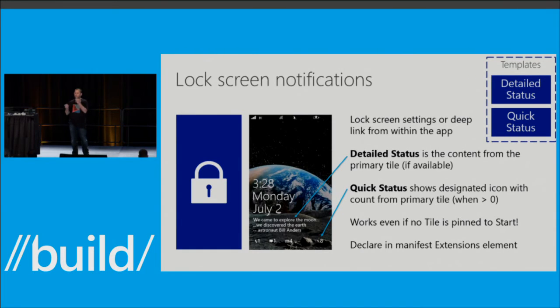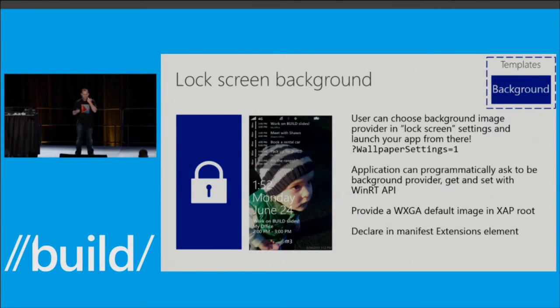And so these are the templates for detailed status and quick status as part of the templates way of doing notifications that I was talking about earlier. Again, the background, this is kind of the parameter that you get whenever you're launched from that Open App button for the background settings, wallpaper settings equals 1.